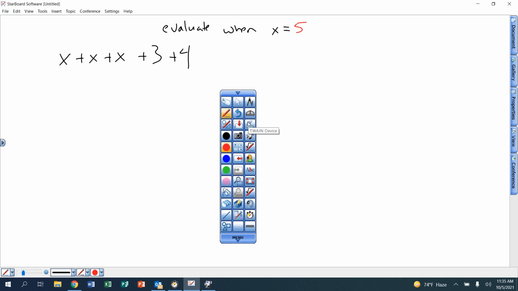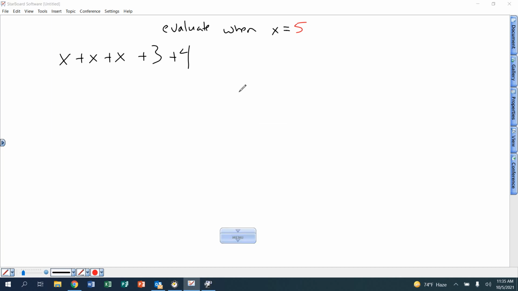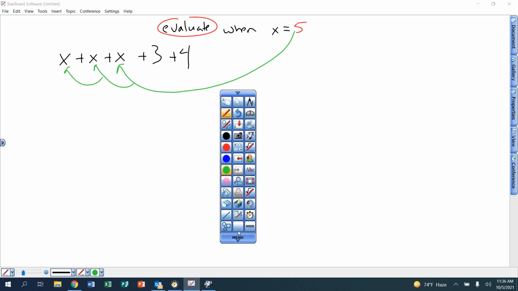Okay, for homework 10-5, I want you to write all this work and then show me the 3 words to show me that you listen. I want you to see that this is an expression. If we tell you to evaluate, that's a fancy word for taking that x is 5 and putting 5 here, here, and here. That's what evaluate means: plug in the number in the place where we want it.